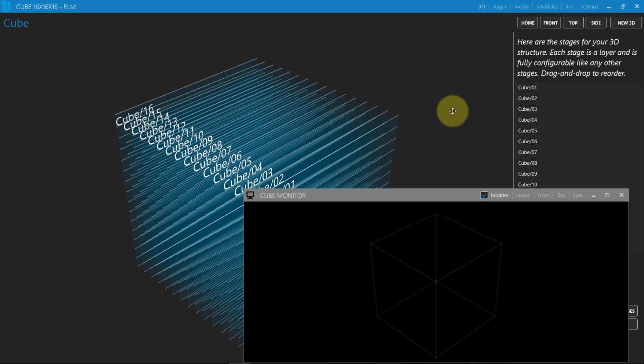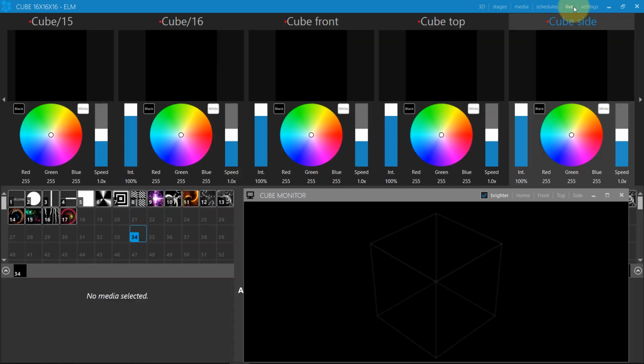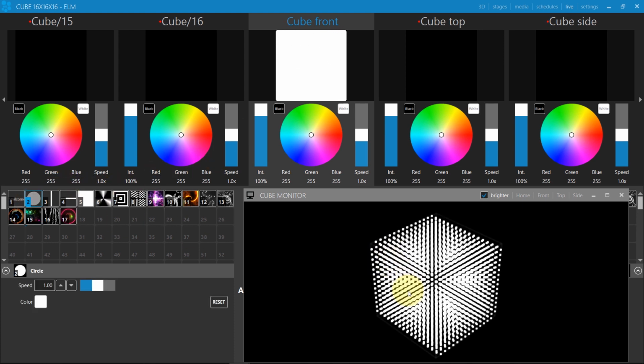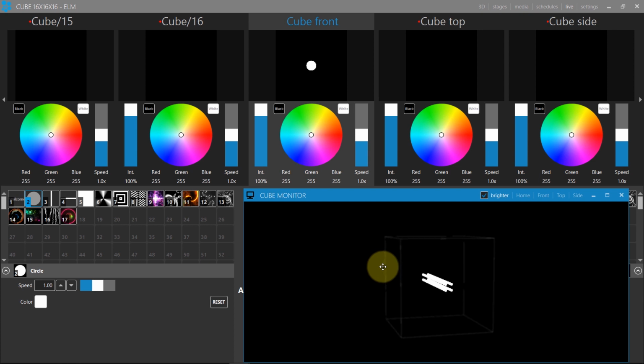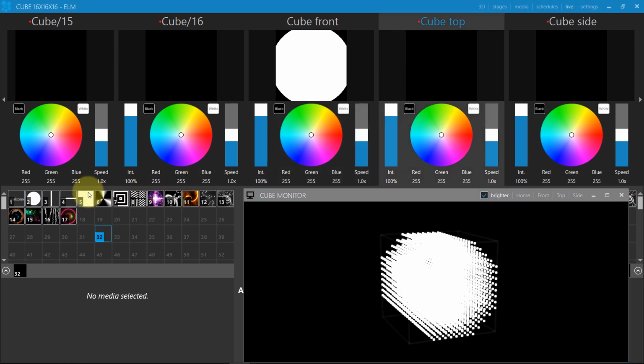Let's see how to easily create unique and great effects in 3D. The projection stages are views of your 3D structure from different positions. By default, stages are added together to generate the final result. Here we have a circle playing on the front stage.